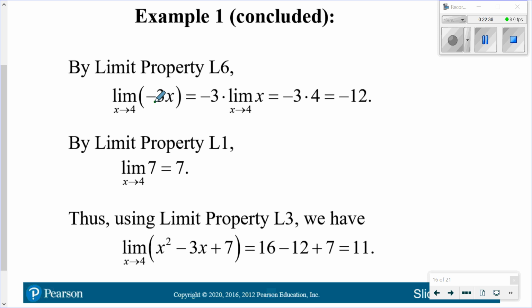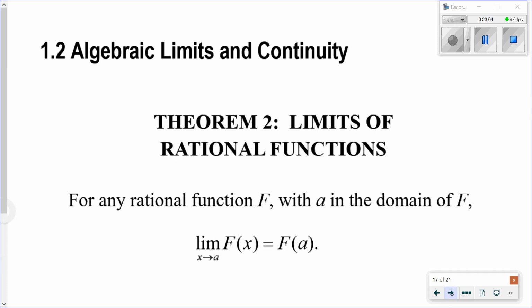The limit of negative 3x, well, we took the constant out in front, take the limit of x, well, that's going to be 4. So that's negative 12. And the limit of a constant, which is at the end, the limit of 7 is just 7. Okay, so you can see how we used a lot of those properties, but when we're doing this, you're not even going to realize that you're using those properties, but that's just kind of how they work.